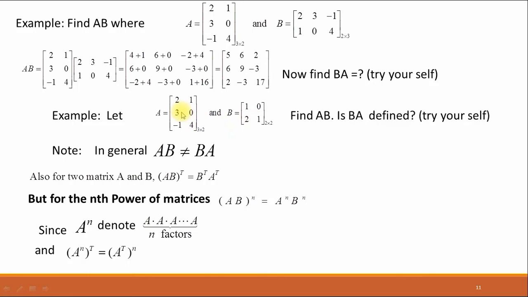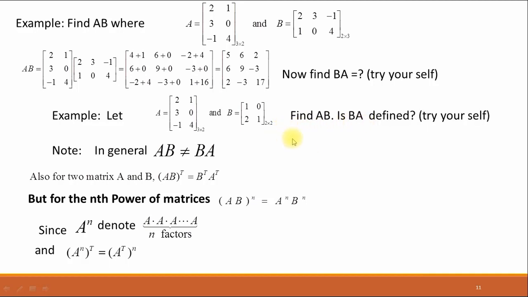Since in matrix A there are 2 columns and in matrix B there are 2 rows, the number of columns in matrix A is equal to the number of rows in matrix B, so the multiplication of these two matrices is possible. Similarly, for BA, check the multiplication of BA.